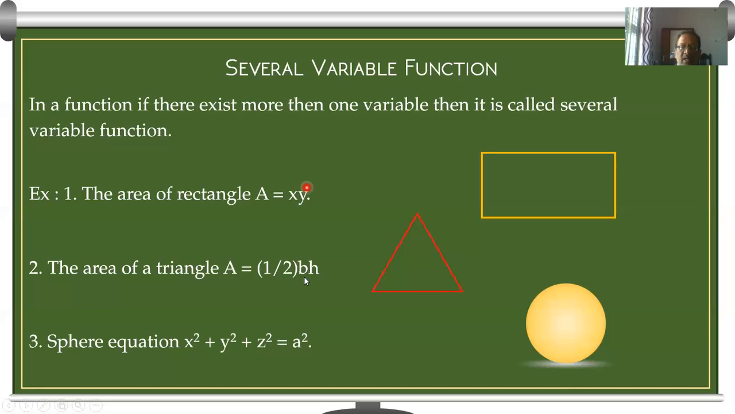And here in the triangle, breadth b and height h, these two are independent variables. A depends upon these two variables. And here also in this equation, x and y both are independent variables and z depends upon these two. It is also an example of a several variable function.